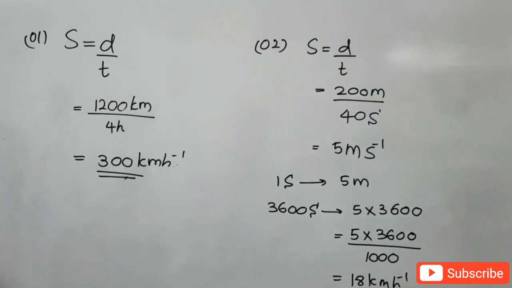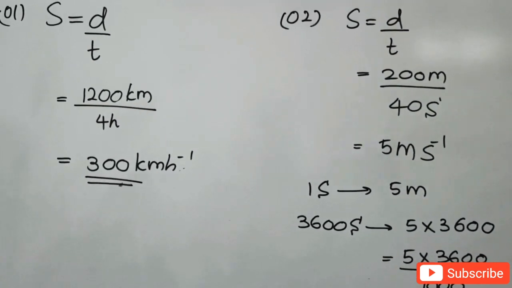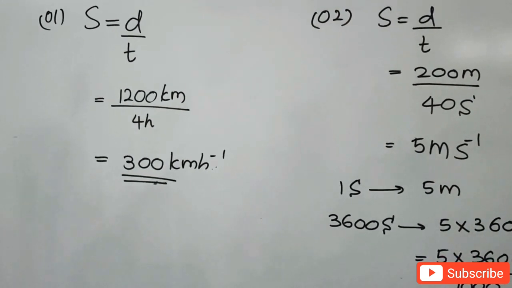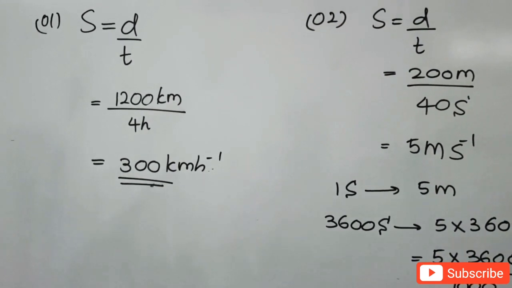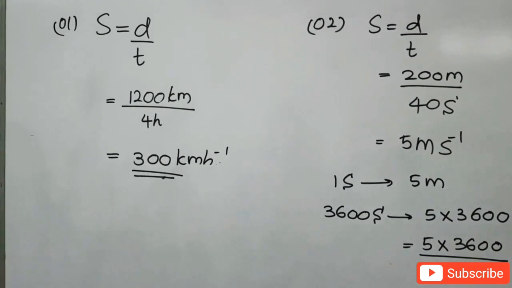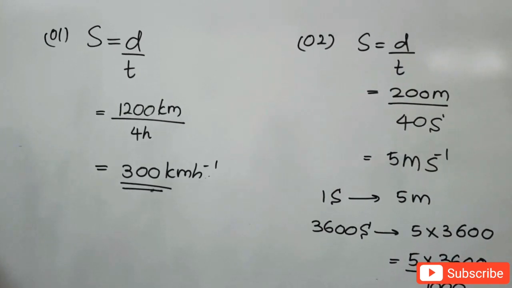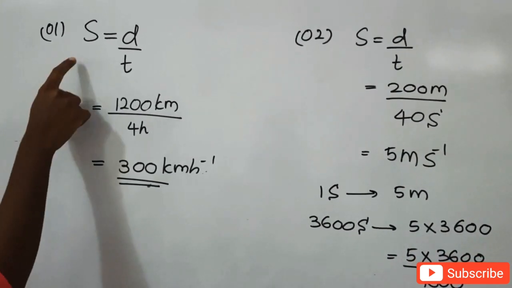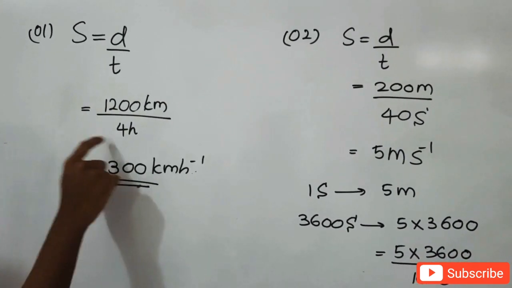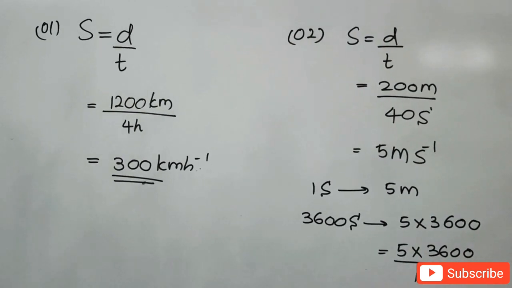Okay, starting with question number 1. Let me see what they are trying to tell us. Calculate the speed of an aircraft which flies 1200 kilometers in 4 hours with uniform speed. The aircraft has traveled 1200 kilometers within 4 hours. So what is the formula we are going to use? Speed is equal to distance over time. So 1200 kilometers over 4 hours will give us 300 kilometers per hour.